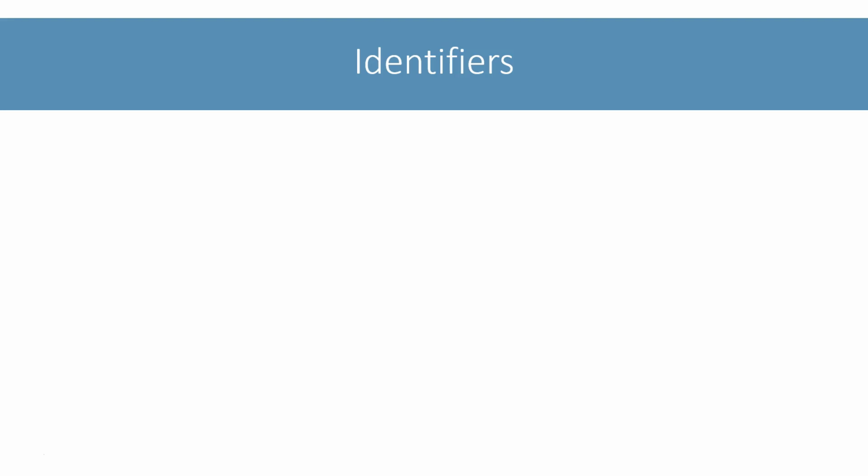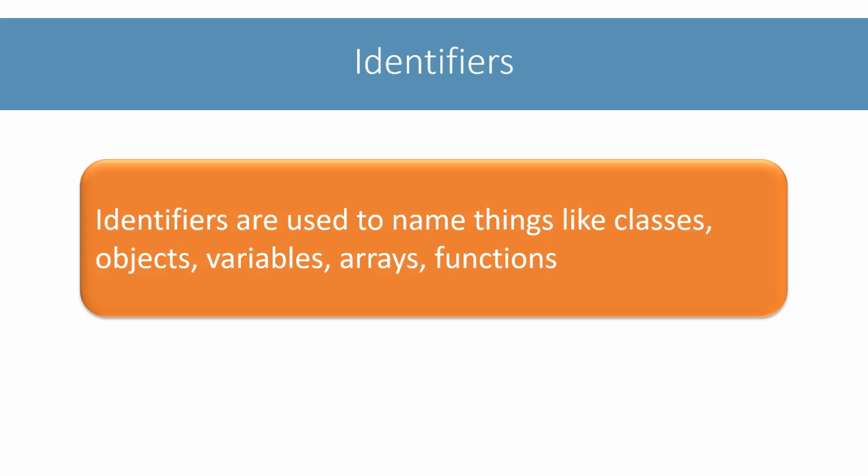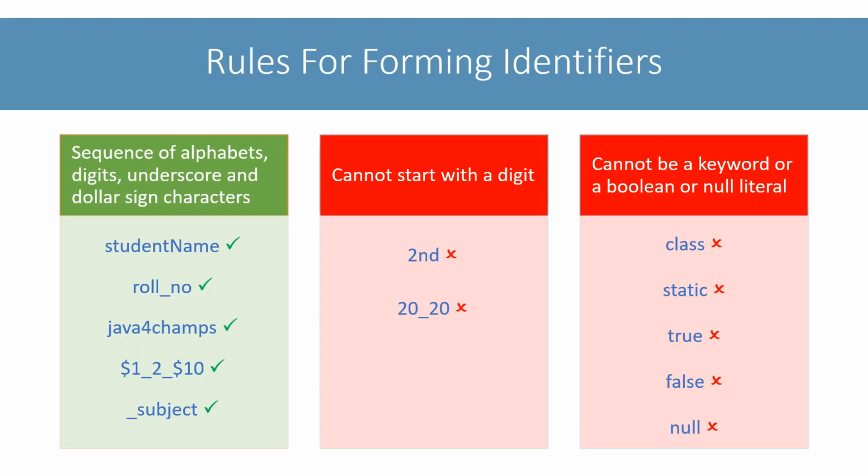The first type of tokens that we will look at are the identifiers. In general, programming languages make use of identifiers for identifying all the different things in the program. In Java, identifiers are used to name things like classes, objects, variables, arrays, functions, etc. Java has some rules for forming identifiers. The first rule says that an identifier can be a sequence of alphabets, digits, underscore, and dollar sign character only.